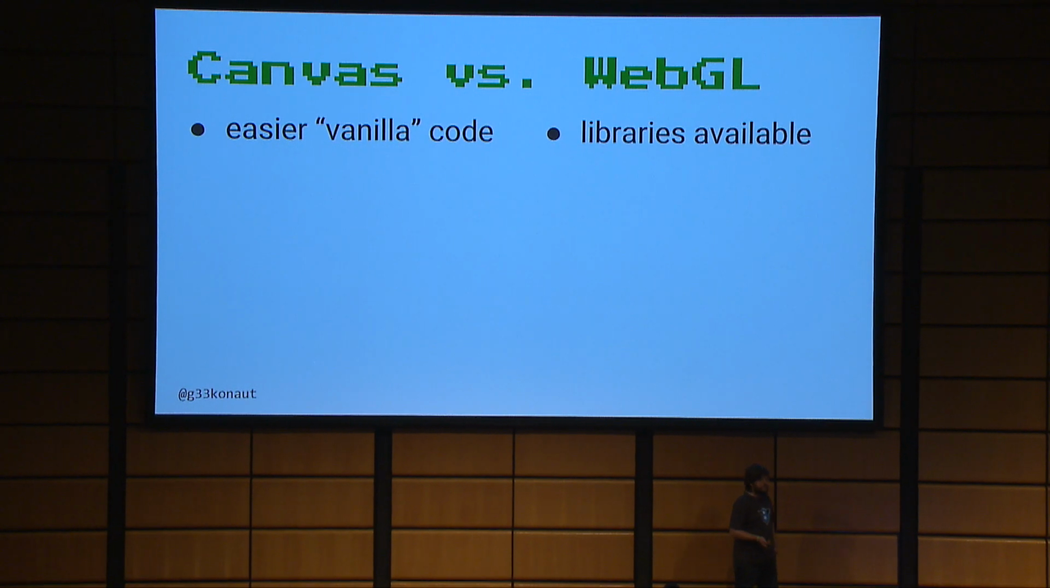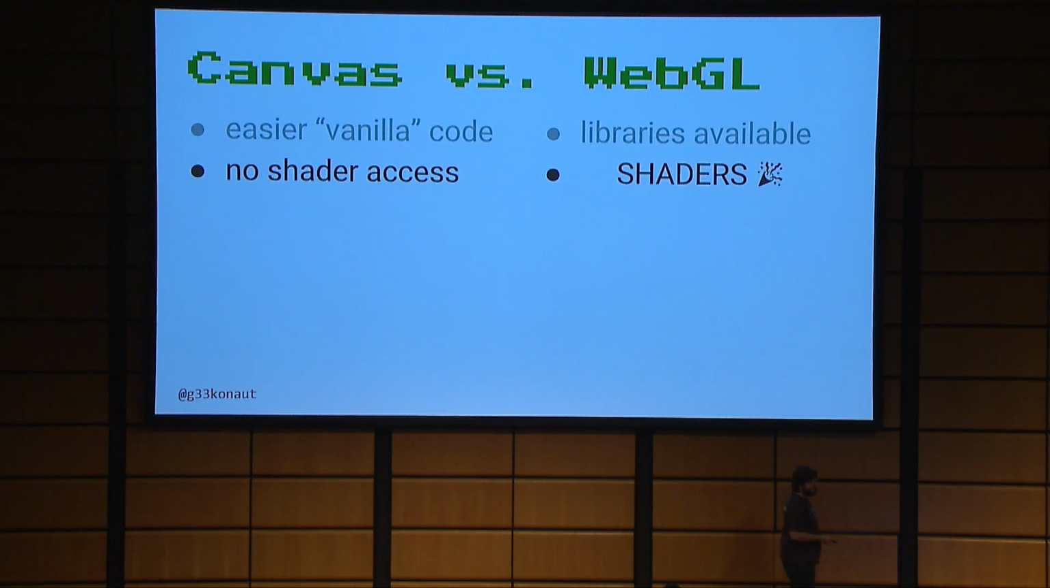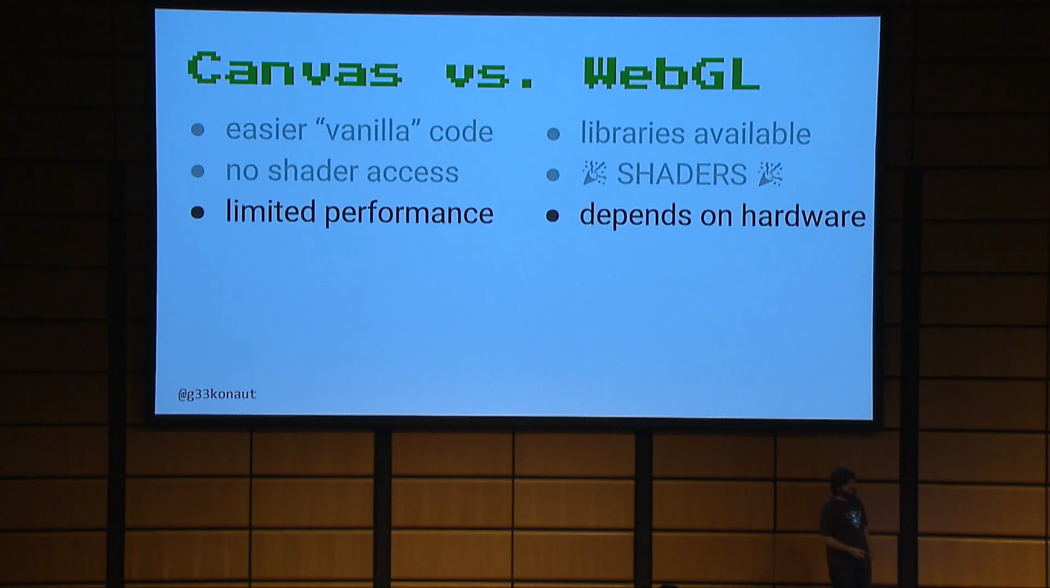WebGL is a little trickier, but WebGL has lots of libraries available. Canvas doesn't give you direct access to the shaders, and WebGL does, which is nice. Canvas, even if it's accelerated, can only do so many things, especially because it doesn't have the possibility for you to reach directly into the shader pipeline. There's still conversions going on, and there's still lots of work to transfer the memory between the different things, like the compositor thread and the main thread. So there's very limited performance.